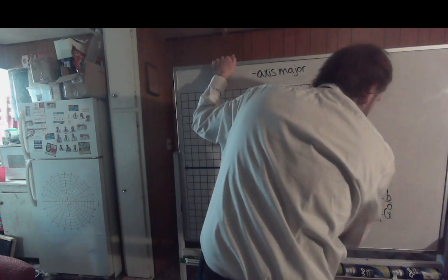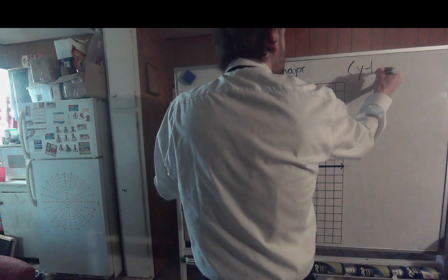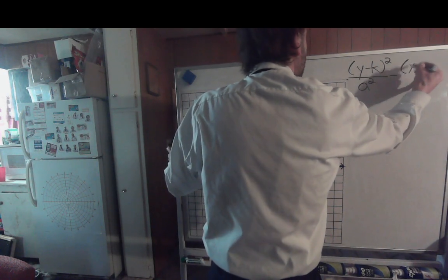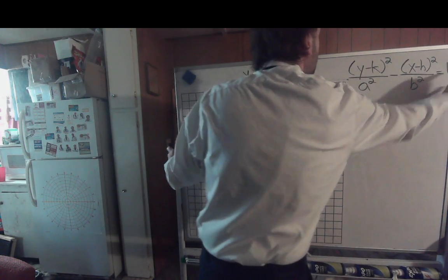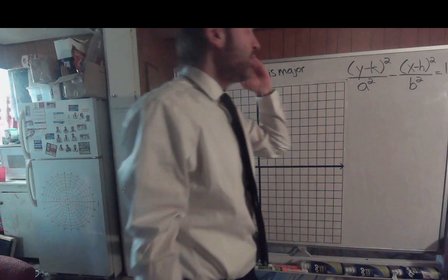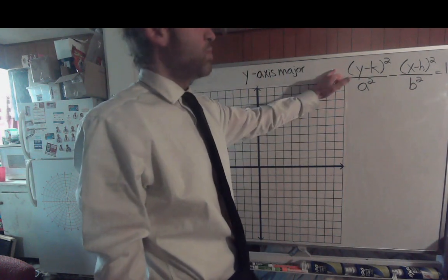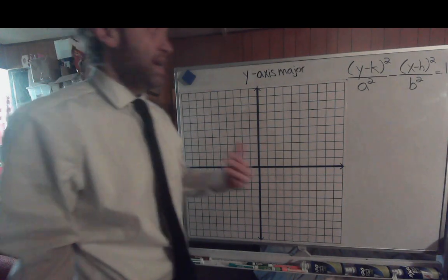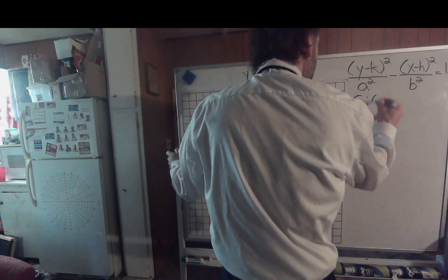So let's go ahead and do that. Let's deal this time with the y-axis being the major axis. So you'll start out with (y minus k) squared over a squared minus (x minus h) squared over b squared equals 1. So still the right side equals 1, but you have (y minus k) squared over a squared minus (x minus h) squared over b squared. Since the y variable comes first, the y-axis is the major axis, meaning that the hyperbola has y-axis symmetry. Well, the center is still at (h, k). That hasn't changed.